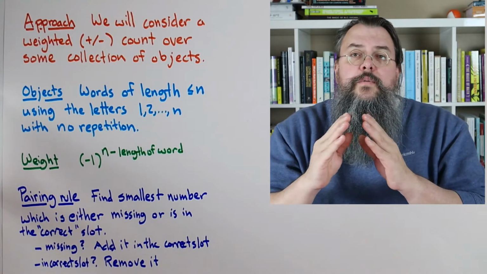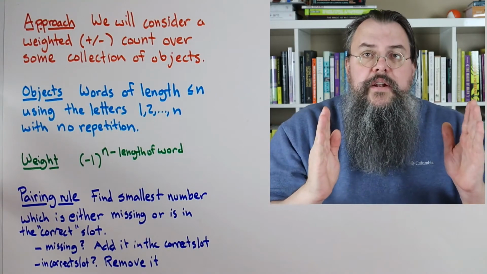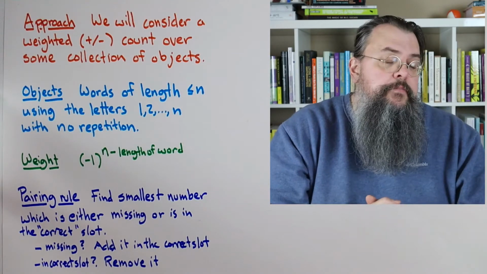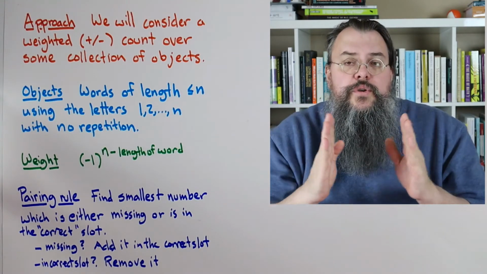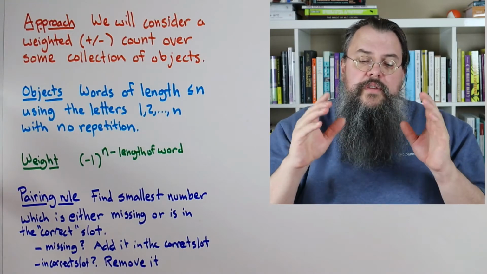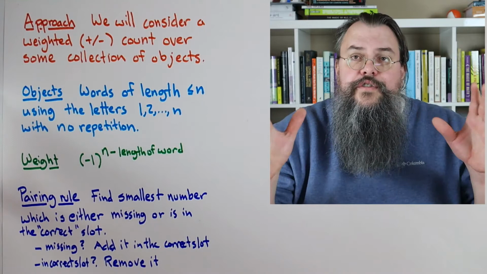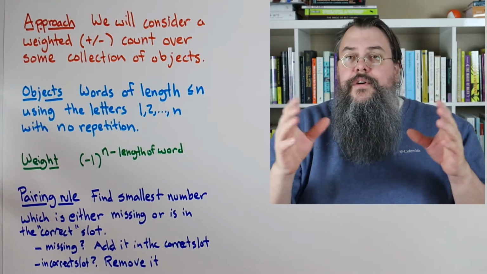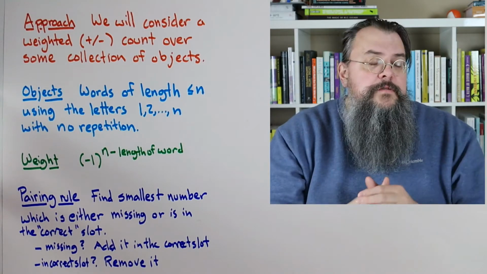But now we can say up to length n, up to and including that. So in other words, we can have shorter words, but we don't want any symbol repeated. Okay, so there's our description of our objects. So we have these sets of words.